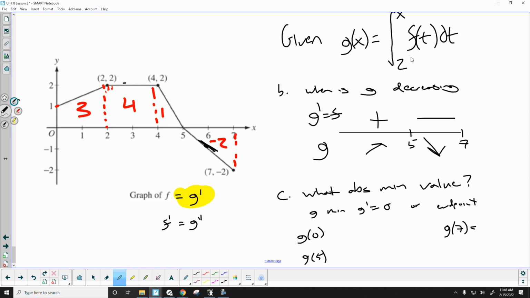Now, 2 to 0 of f was -3, right? G of 5 is 2 to 5, that was 5. G of 7 was 2 to 7, so that's 4 plus 1 minus 2, so that was 3. Cool? What's the minimum value? -3, yeah, G of 0.